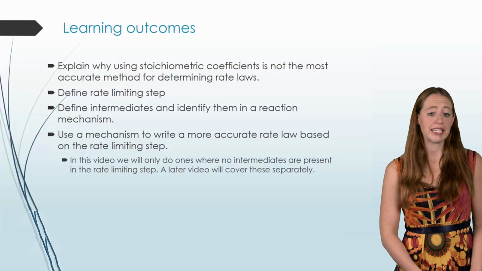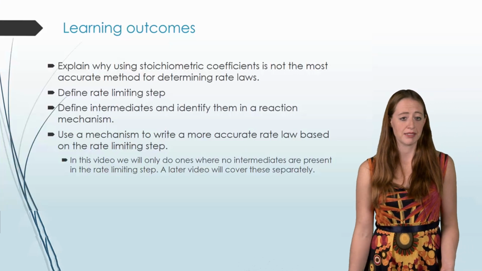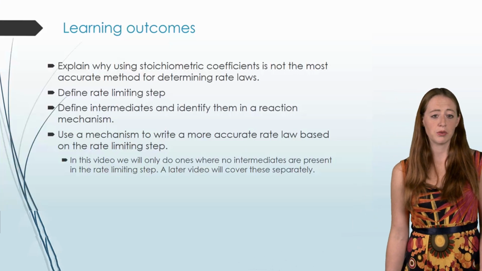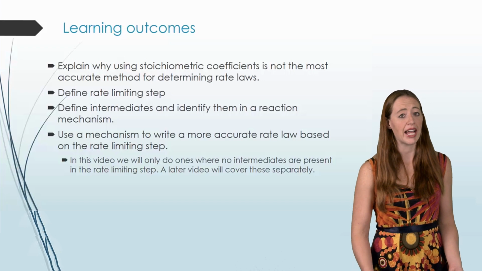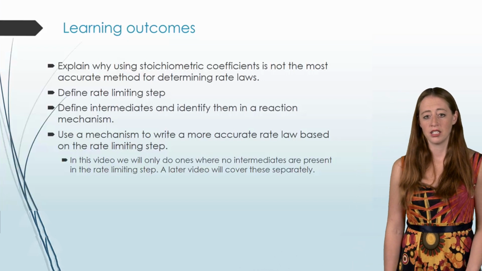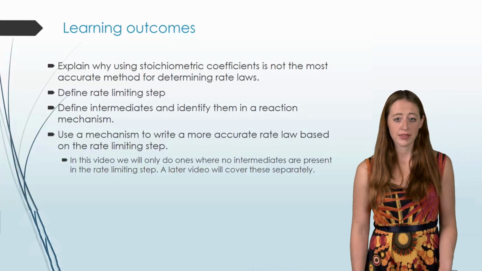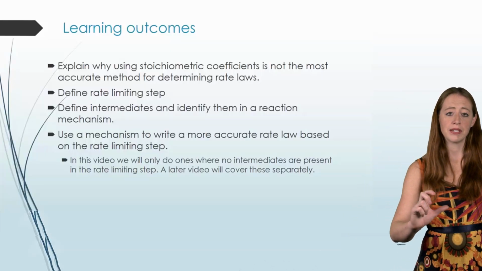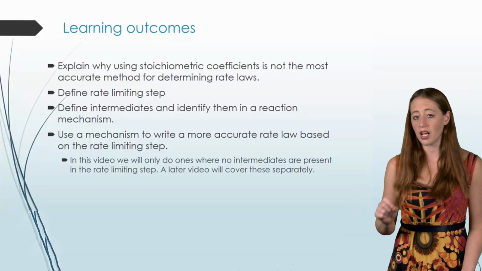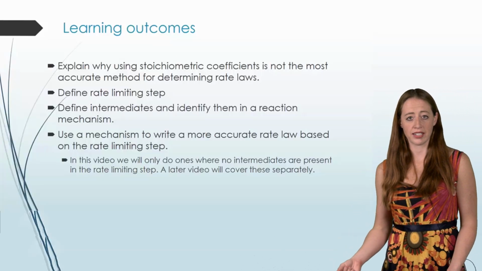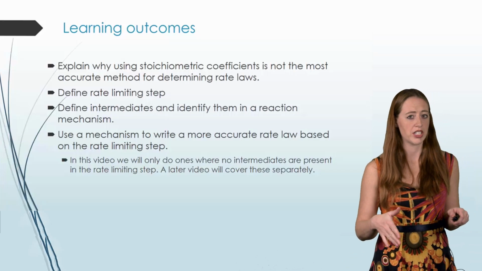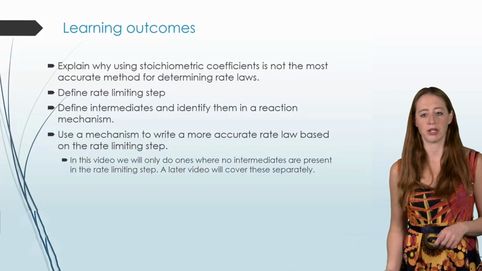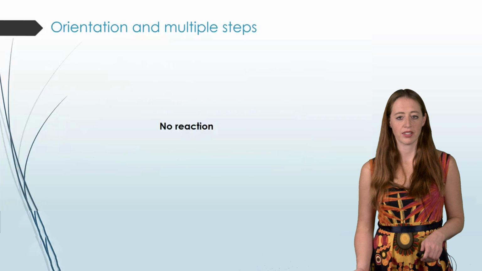We'll define intermediates and identify them in a reaction mechanism, and then we'll use a mechanism to write a more accurate version of a rate law based on the rate-limiting step. This last outcome is actually going to be kind of two parts. We'll cover part of it here and part of it in the next video. We'll do the simple version here, and it gets a little bit more complex and we'll need it later.